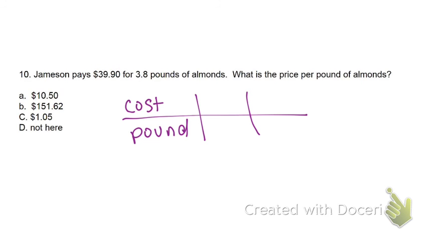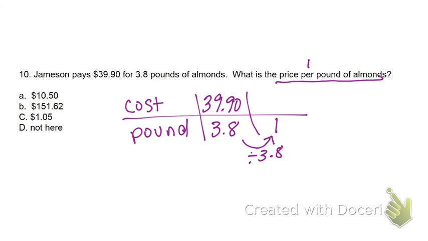All right, on this problem here, Jameson pays $39.90 for 3.8 pounds of almonds. So we want to know what is the price per pound. That's a unit cost. All right, so to do this, I'd put in my $39.90 divided by 3.8. That's 3.8 pounds. I want to know cost per pound. Per means 1. So cost for 1 pound. So I can divide by 3.8 because I just want to say, how do I get from 3.8 to 1? I divide by 3.8. And whatever I do to the bottom, I do to the top.